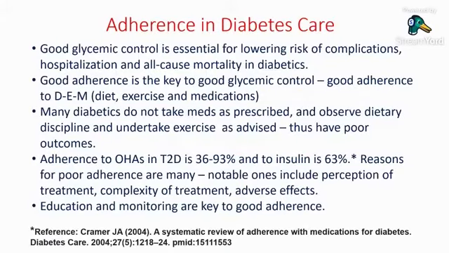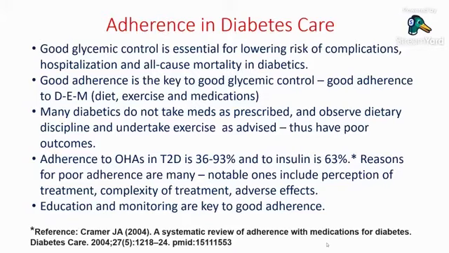Now, when we talk of adherence in diabetes care, we need to remember that good glycemic control is always extremely essential for lowering the risk of complications of diabetes. The possibility of hospitalization can be minimized by good glycemic control, and it will definitely lower all-cause mortality in diabetics. And good adherence is the key to good glycemic control.